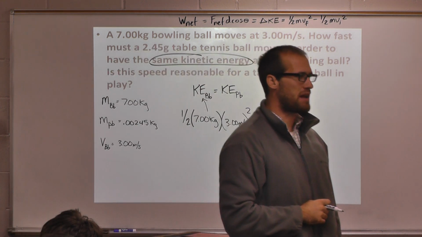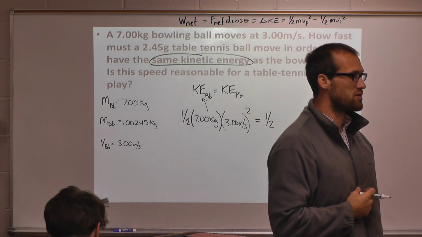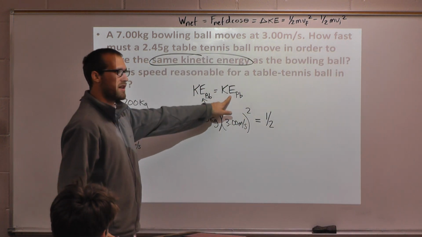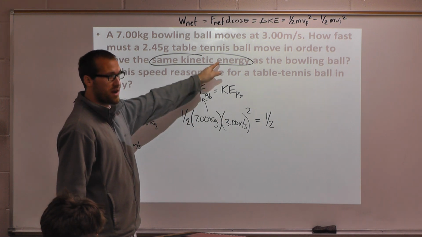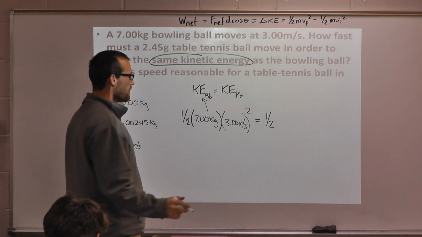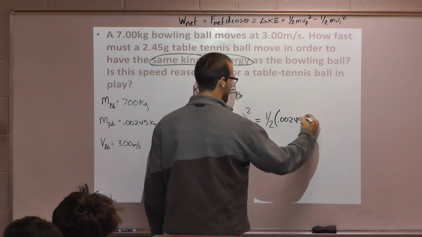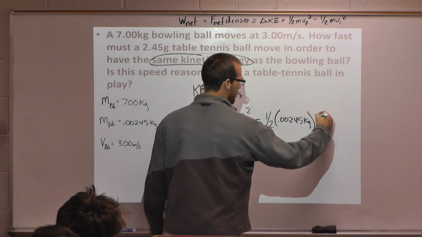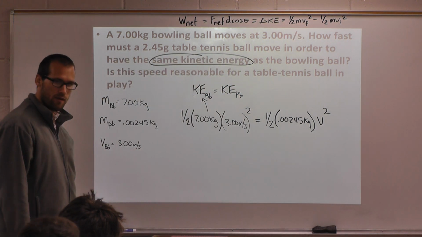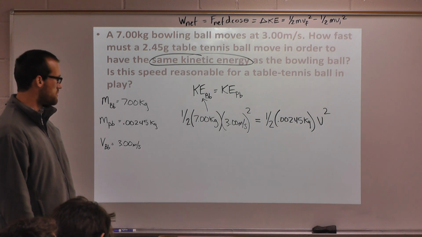You could have done this step by step, but I'm gonna do it in one step, knowing that if they have the same kinetic energy, I can set them equal to each other. Right? The kinetic energy of the bowling ball better equal the kinetic energy of the ping pong ball, based on what we're trying to accomplish in this problem. And then the mass of the ping pong ball, 0.00245, and we're solving for V. Oh, wait. So you take the square root last, right? Your halves will cancel out.